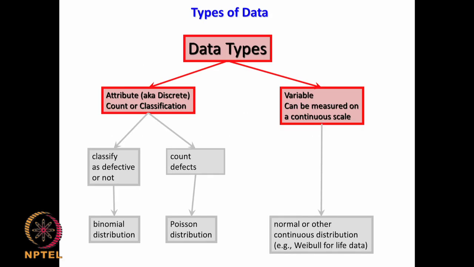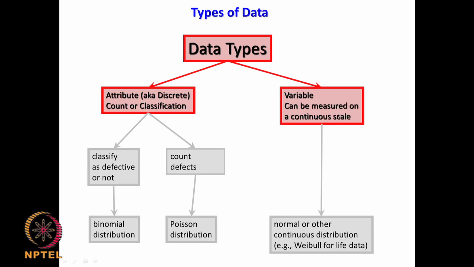Okay, let us look at data types. There are two types of data. One is called attribute data, the other is called variable, continuous data. Attribute data could be like 0, 1, pass, fail, alive, dead, black, white. It could be counted: 10 defects in 10,000 samples, 10 failures in a class of 100 students. So you can count it, you can classify it. So it is based on numerical numbers, so it is discrete.